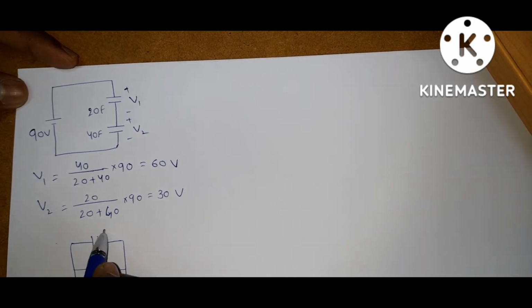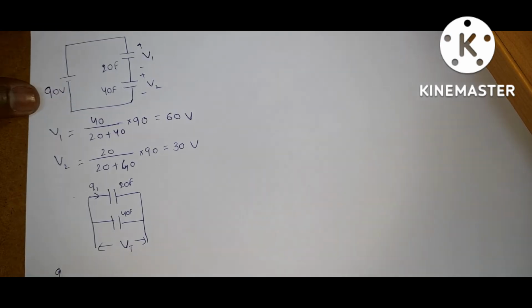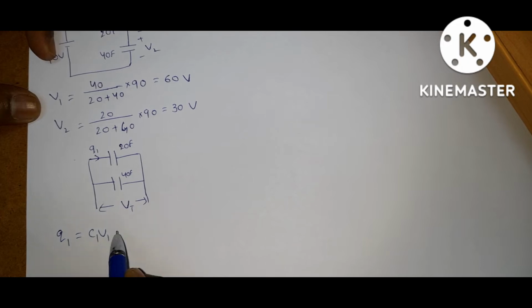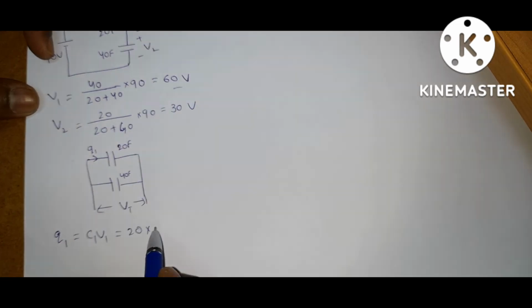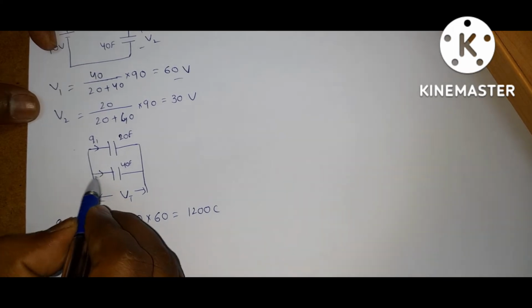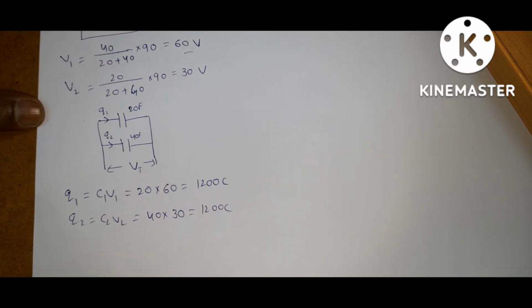So what is the total voltage? If you observe here, this is 20 farad and this is 40 farad. What is the charge flowing through this capacitor? We know that Q is equal to CV. So here Q1 is C1 V1. C1 is 20 and V1 is 60, so you will get 1200 coulombs. Similarly, the charge flowing through this capacitor, Q2, is C2 V2. C2 is 40 and V2 is 30 volts, which is equal to 1200 coulombs.